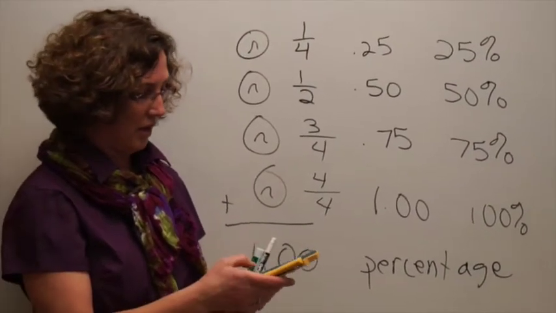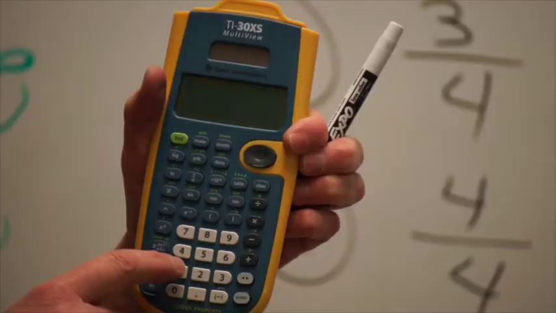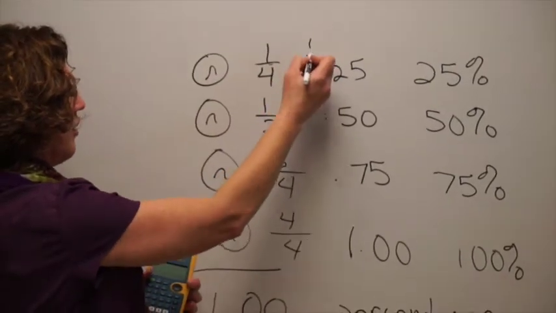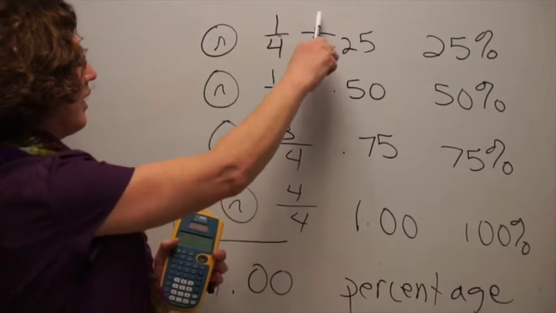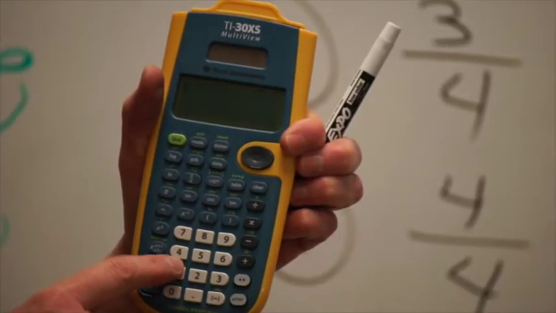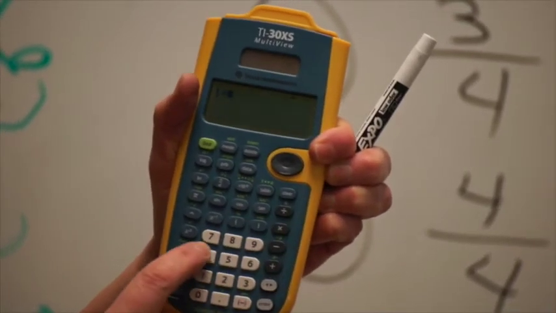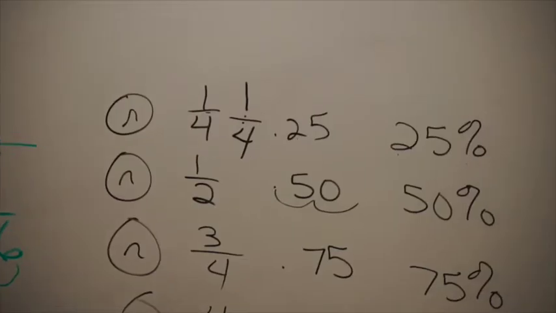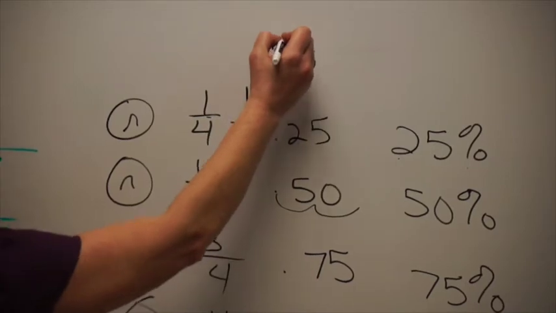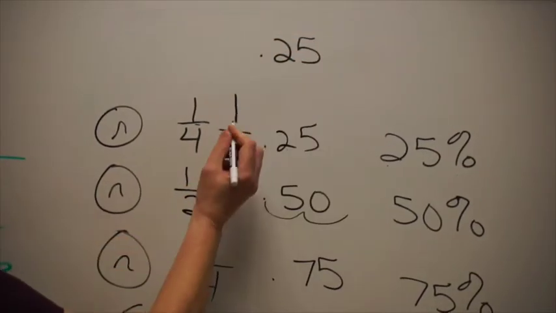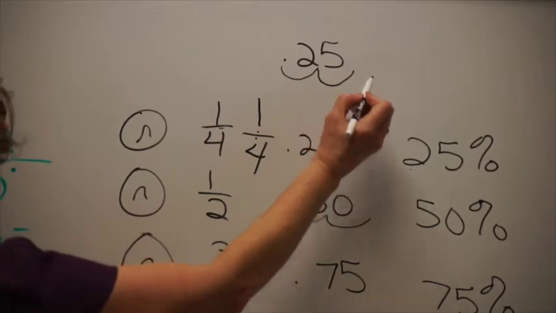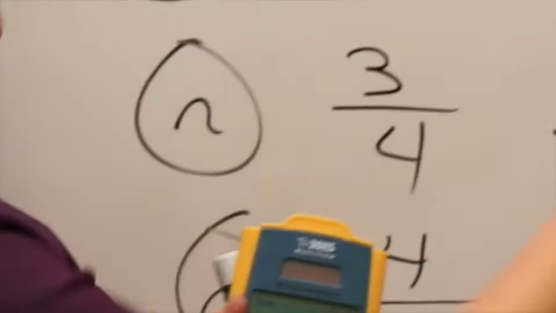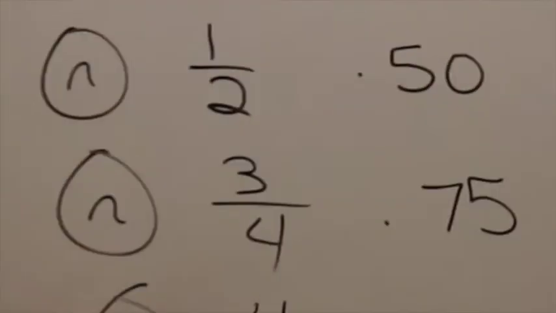Put in the number 1. When we use this little line here, also is the same as divide. 1 divided by 4. Let's see what you get. 1 divided by 4. What did you get? You got 0.25. Look at that. 0.25. Now, change that to a percent. Notice when you change it to a percent, you move the decimal over and you get 25%.